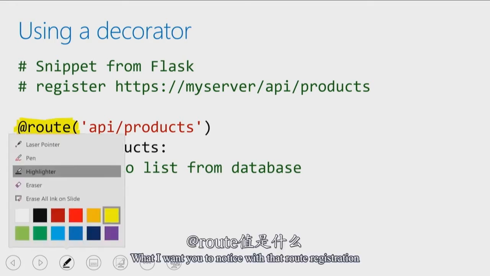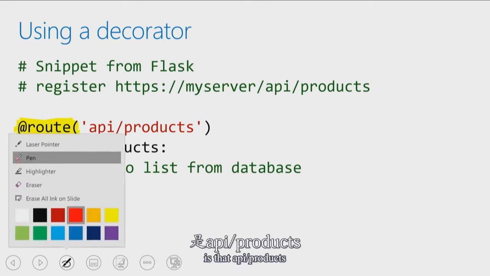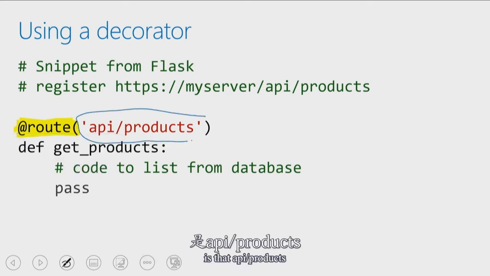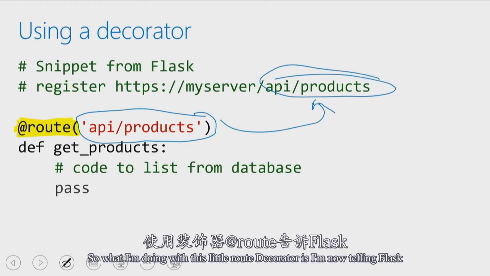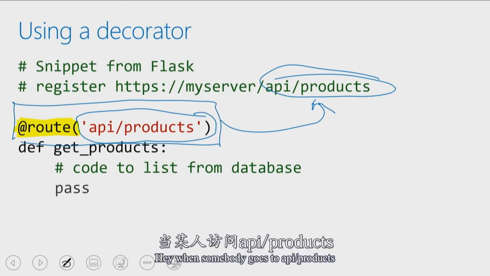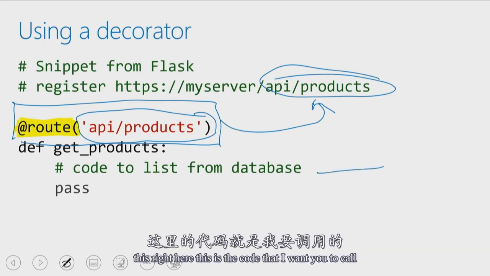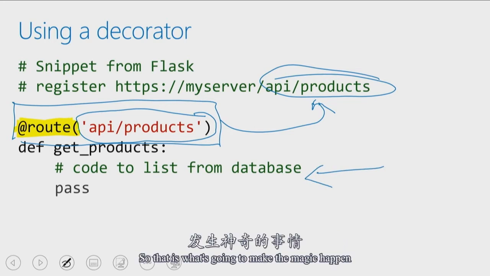What I want you to notice with that route registration is that API/products, hey, wait a minute, that matches this API/products right here. So what I'm doing with this little route decorator is I'm now telling Flask, hey, when somebody goes to API/products, this right here, this is the code that I want you to call. So that is what's going to make the magic happen.